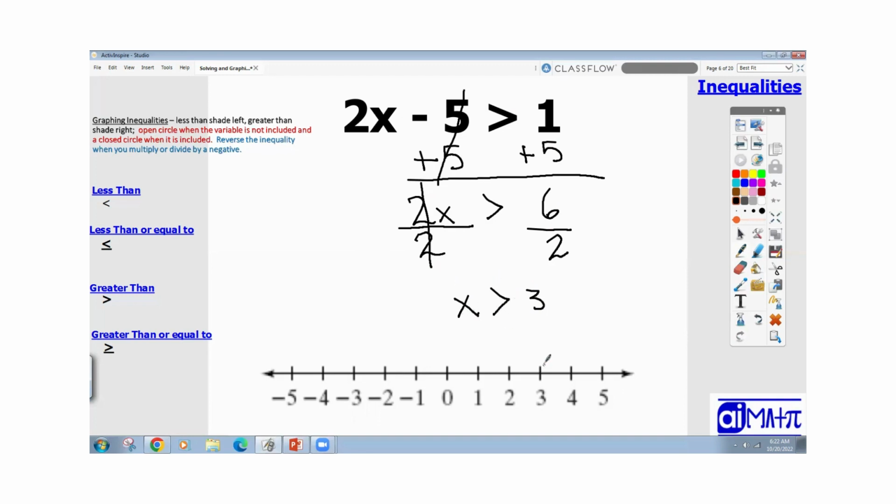And there is no line, so I want an open circle. X is greater than 3, means we shade everything to the right of 3. 3 is not included, but every number larger than that is.